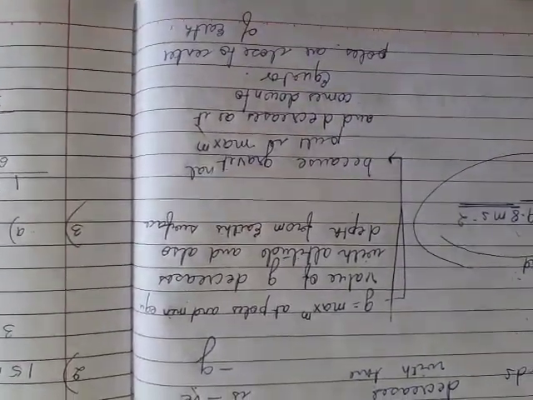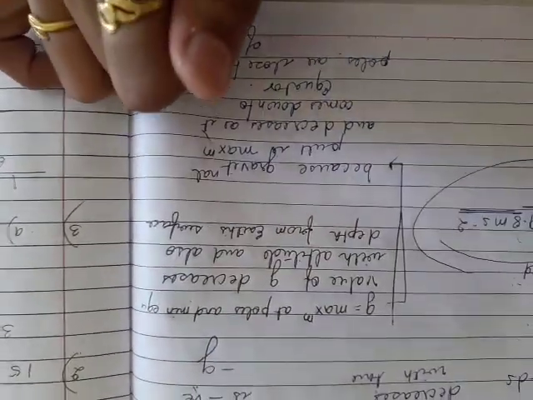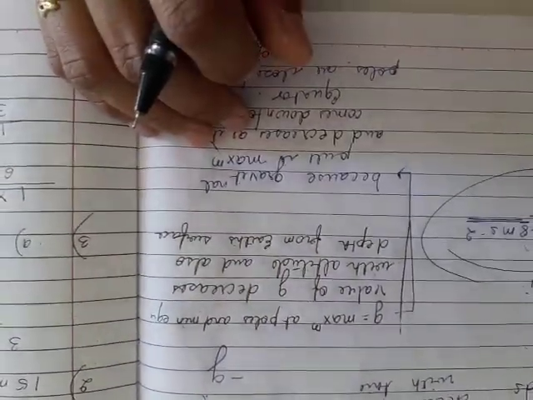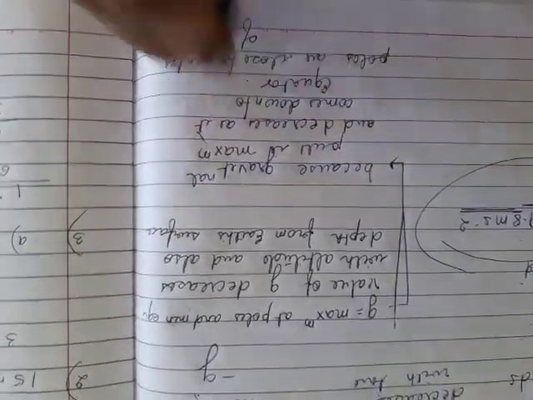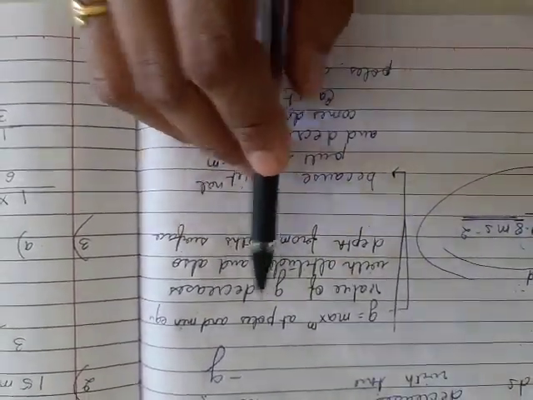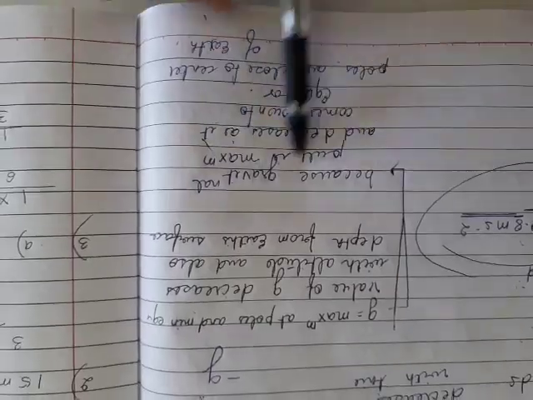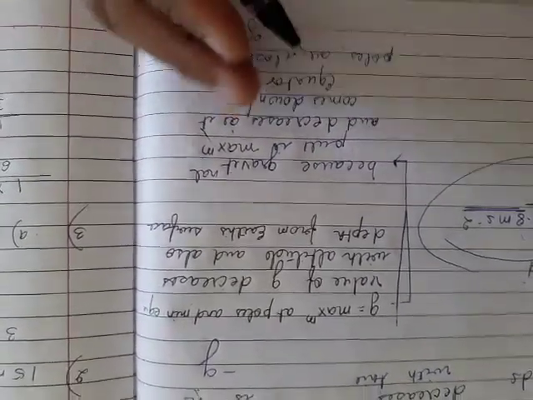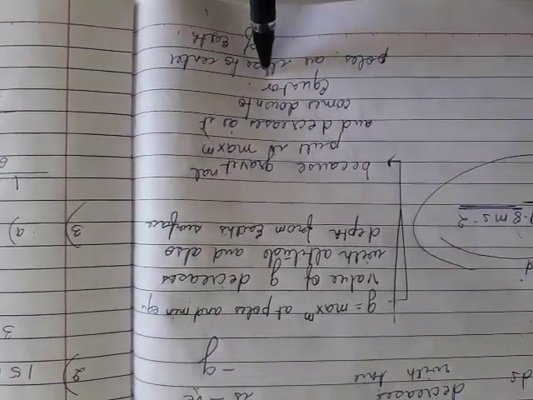Here the poles are very close to the center of the earth. This you will be studying in the magnetism lesson, actually why gravity is maximum at the poles. But for now you just understand that gravitational pull is maximum at the poles and it keeps on decreasing as it comes down to the equator.